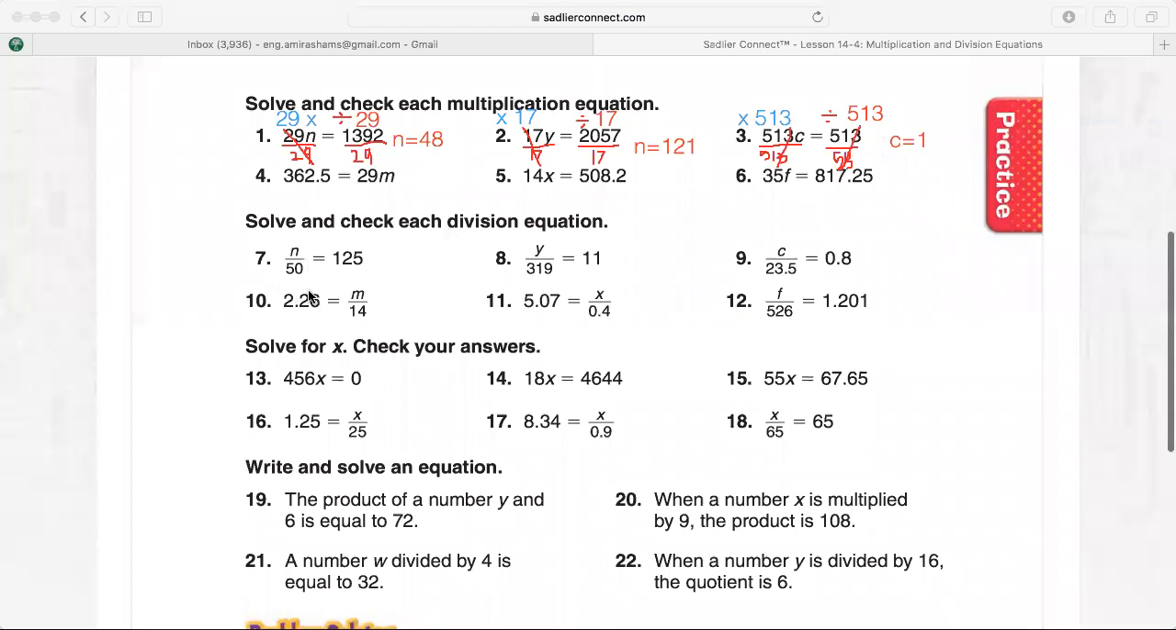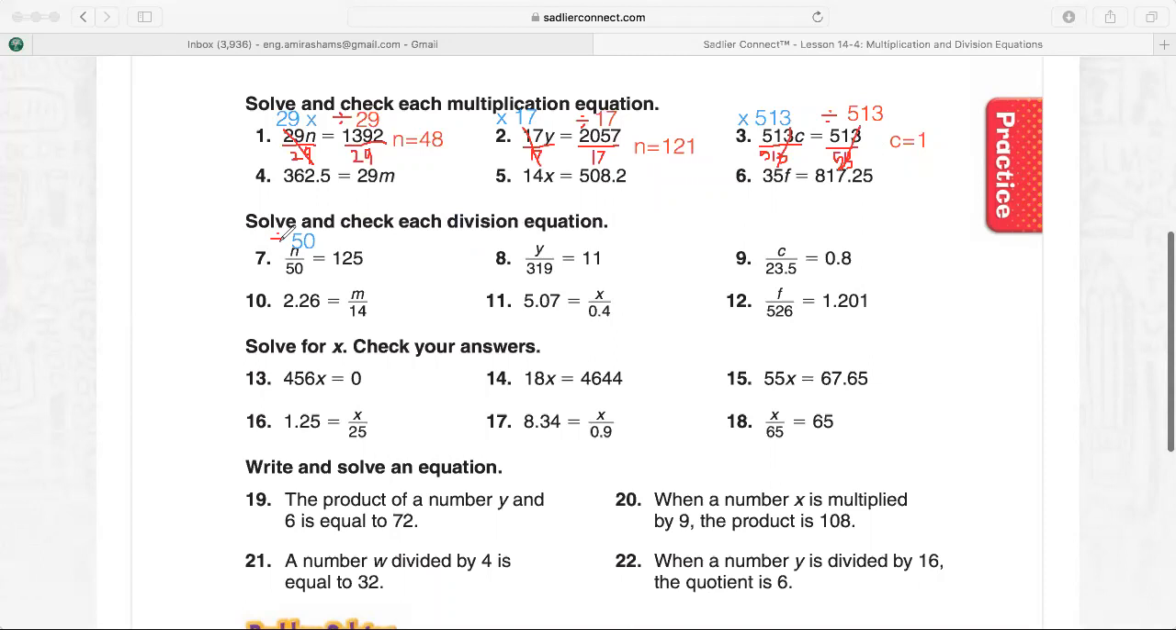Yes, Sarah, I will answer now number 7 in the division, and you're going to answer 8. Okay, 7. 9 over 50 is equal to 125. 9 divided by 50 is equal to 125. So the operation here is divide by 50. The operation here is what? Divide by 50. What is the inverse of divide by 50?